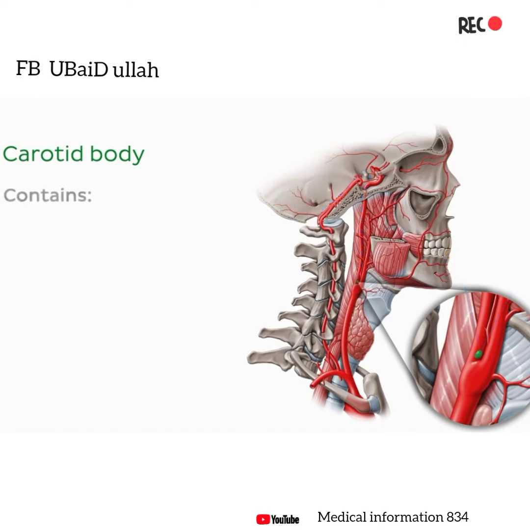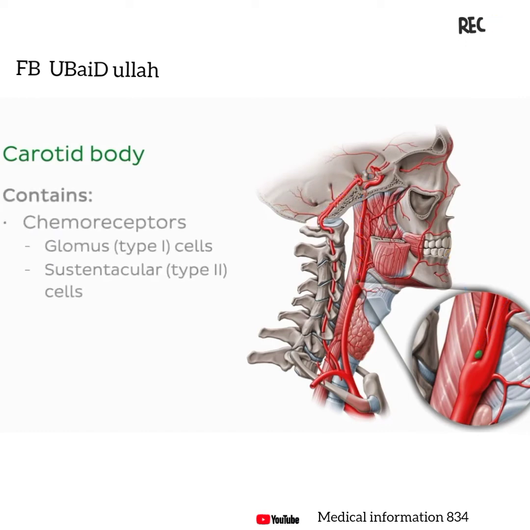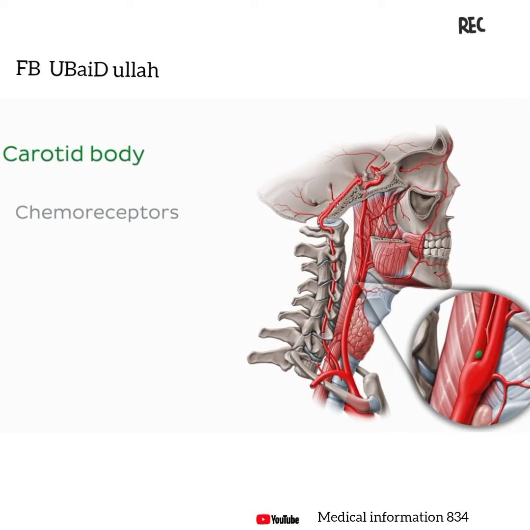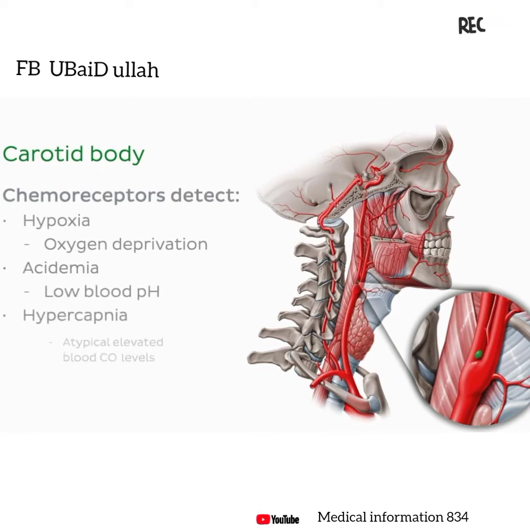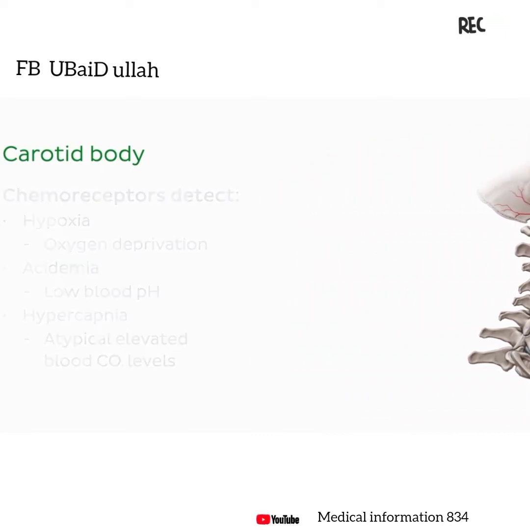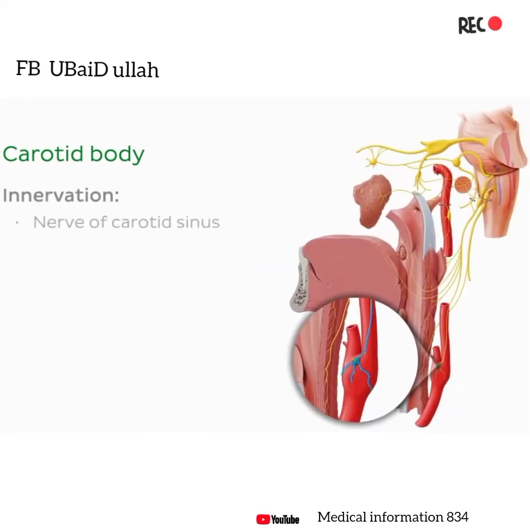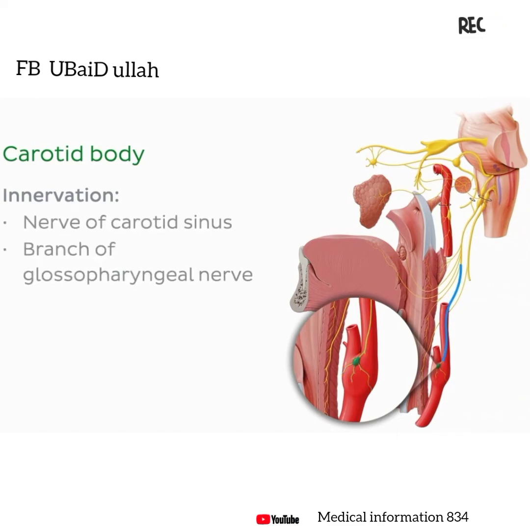So what makes this small structure so special? Well, it is composed of chemoreceptors called glomus cells and sustentacular cells. These chemoreceptors are responsible for monitoring blood pH, oxygen, and carbon dioxide levels, and therefore are able to detect hypoxia, acidemia, and hypercapnia. The carotid body is innervated by the nerve of the carotid sinus, which is a branch of the glossopharyngeal nerve, which, as you probably know, is the 9th cranial nerve.